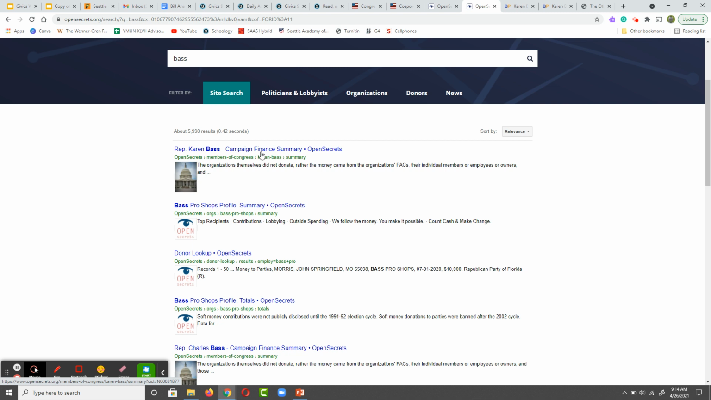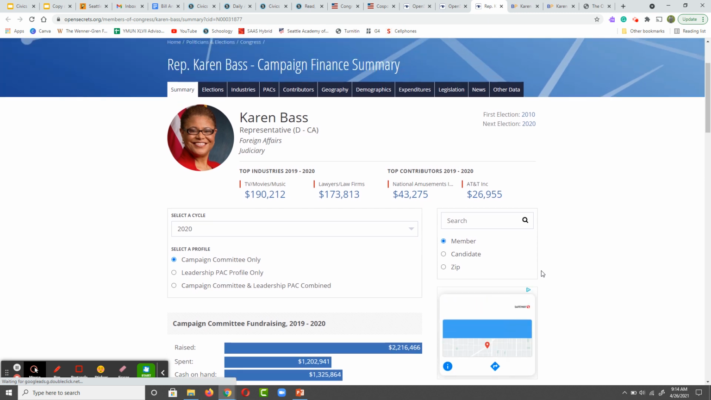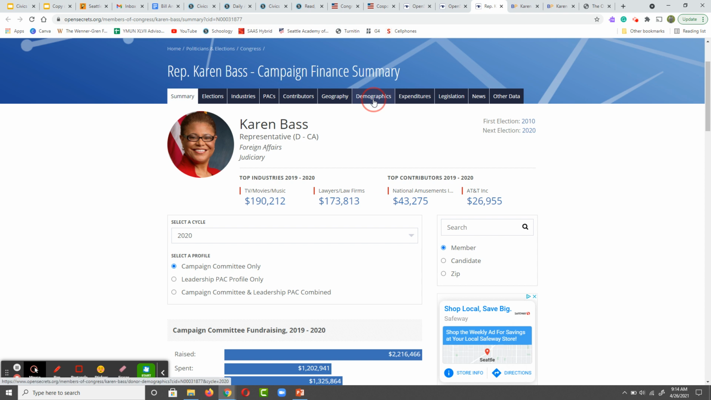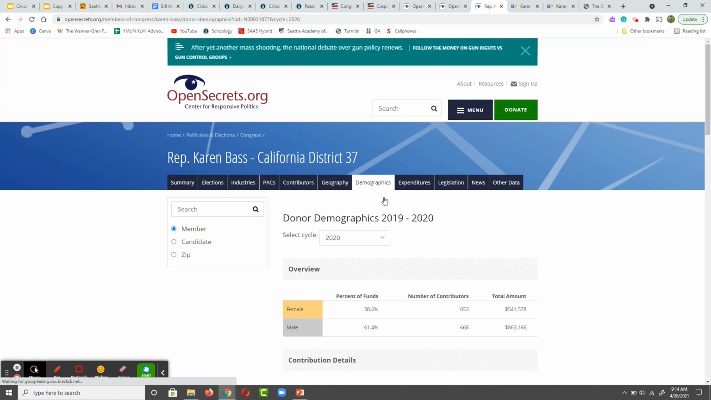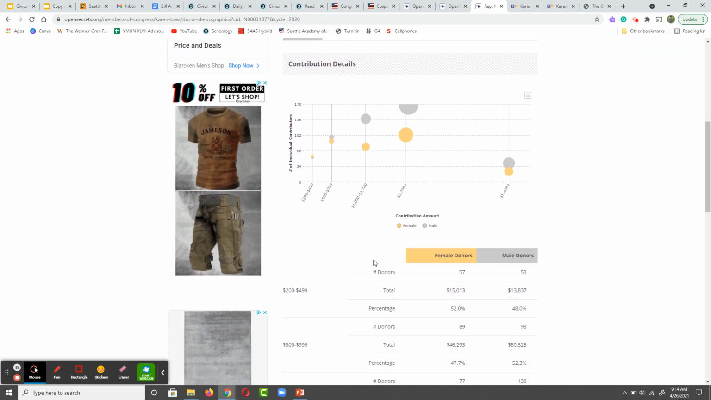this campaign finance summary. Click on that. And this can give you some indication of what sort of monies she's receiving. And you can click on all these things. There's such great information everywhere. Let's see, what kind of people are giving her money? Actually, 60% male. It's interesting, right?